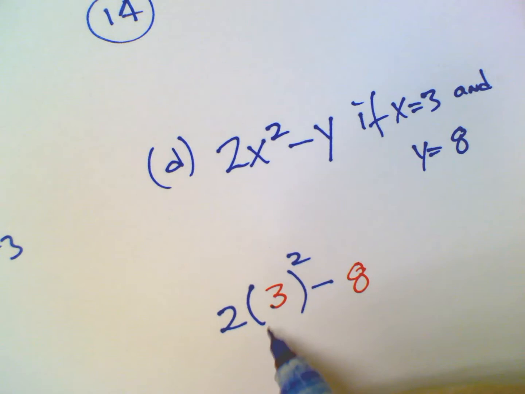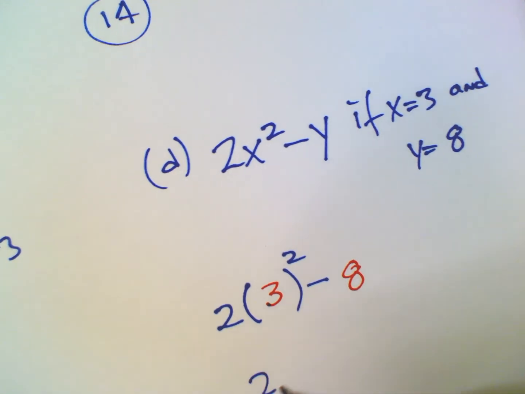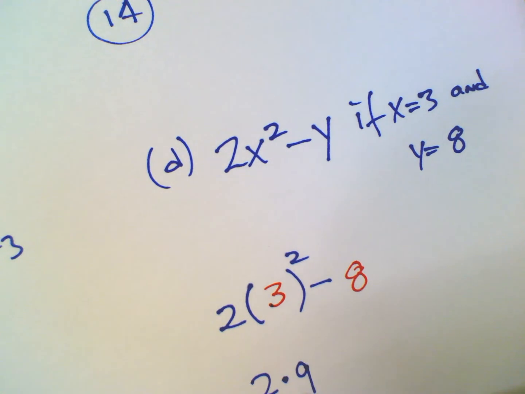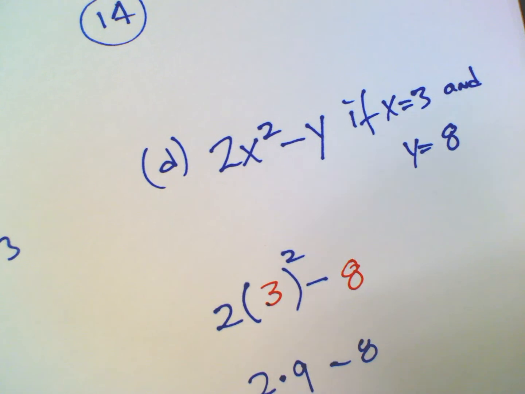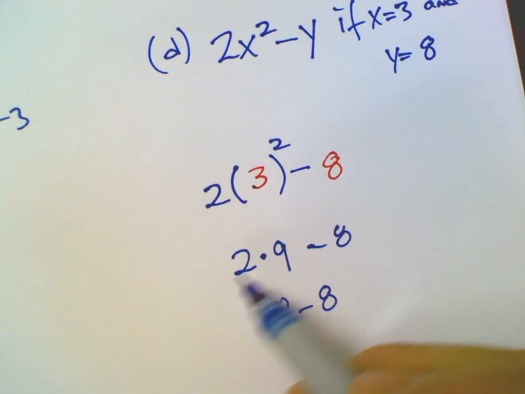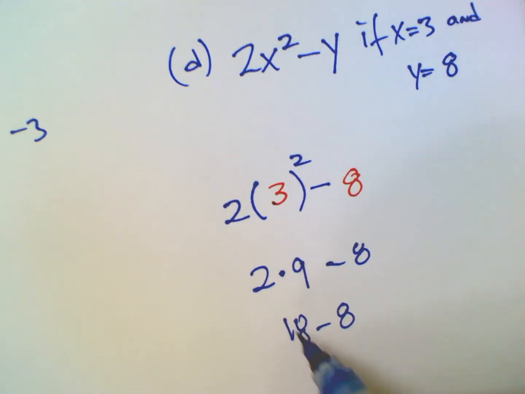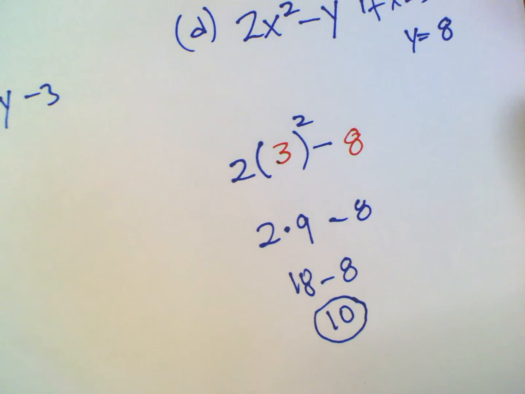So doing the math, remember PEMDAS, exponents come first. So this becomes 2 times 9, because 3 squared is 9, minus 8. And then the next step, multiplication. So 18 minus 8. Multiplication comes after exponents. And then 18 minus 8 is 10. All right, there you have it.